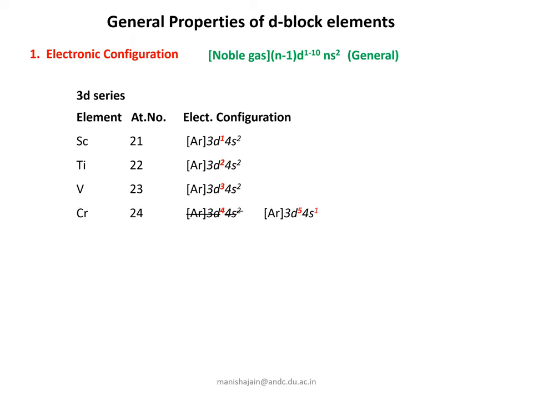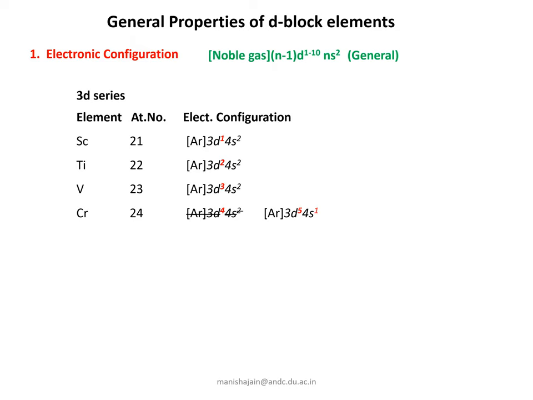So this trend will continue till vanadium, but we observe an anomaly at chromium. The expected configuration for chromium should be 3d4 4s2. However, the one which is observed is 3d5 4s1.